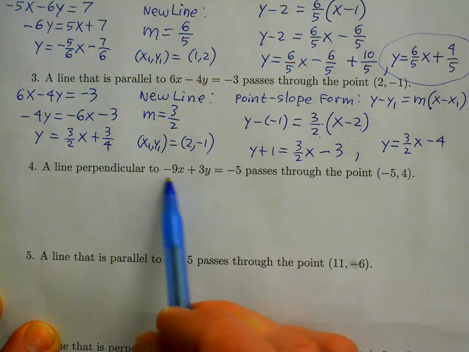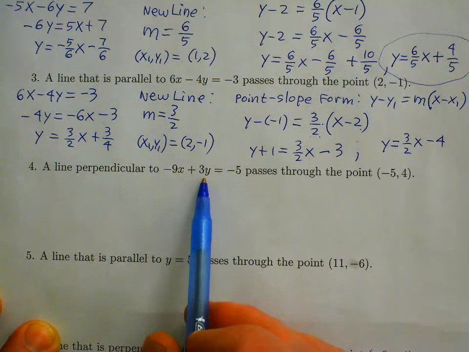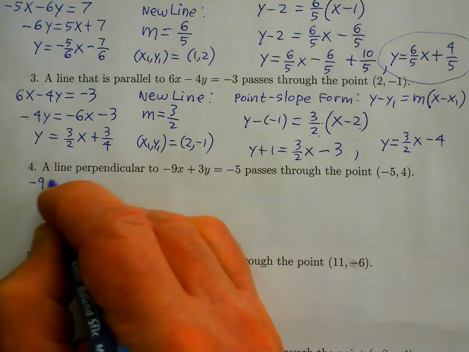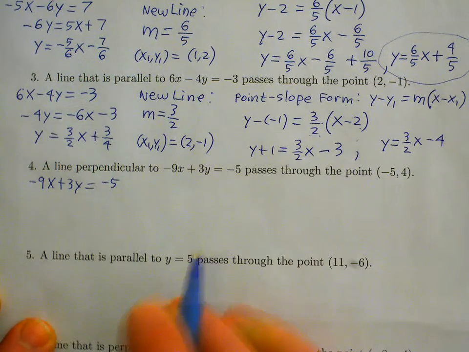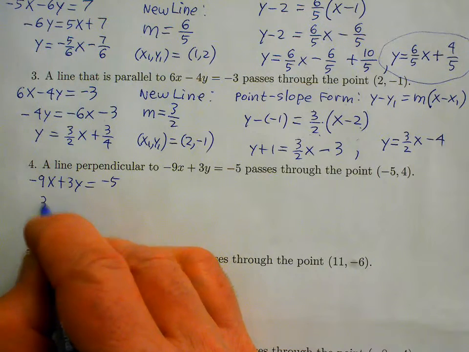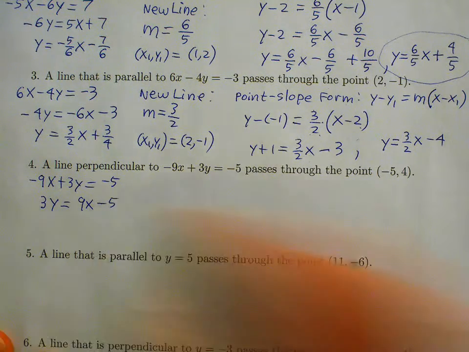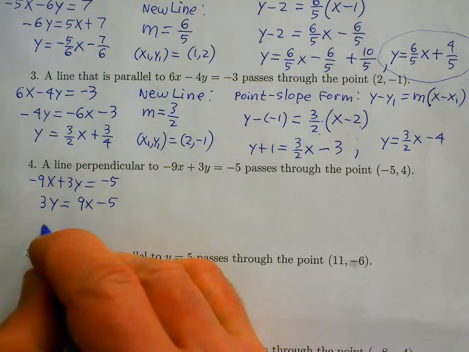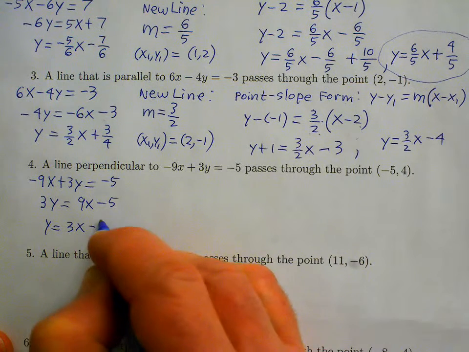So we can rewrite this equation so that it's in slope-intercept form. We solve for y, so I'll rewrite negative 9x plus 3y equals negative 5. So this time we add 9x to both sides. So we get 3y equals 9x minus 5. Then divide every term on both sides by 3. We get y equals 3x minus 5/3.